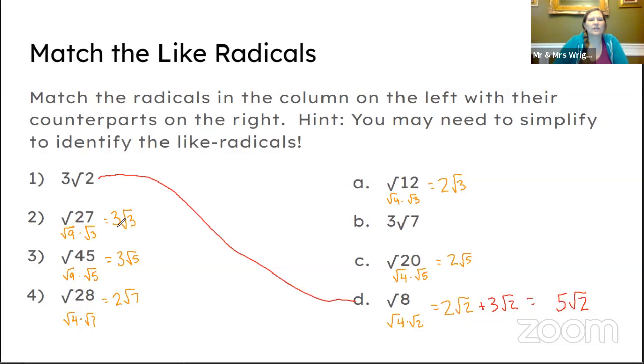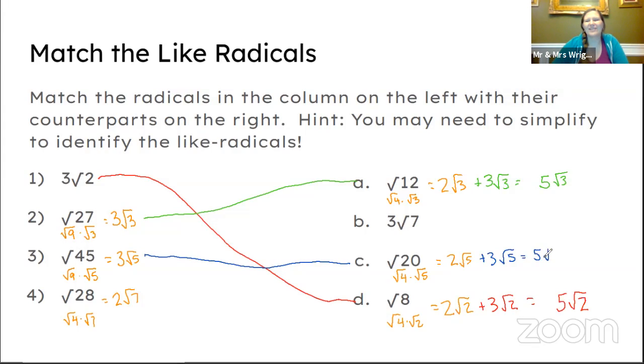All right, moving on. 3 square root of 3 matches right here with A. So 2 square root of 3 plus 3 square root of 3, my answer is going to have square root of 3 in it. 2 plus 3 is 5. All right, and I see a pattern emerging here. It seems like everything is going to have a 5 in front of it. 2 plus 3 is 5. The coefficients are 2s and 3s. This one is a radical 5, so it connects right here with this radical 5. 2 radical 5 plus 3 radical 5 is, yep, I was right, 5 radical 5.